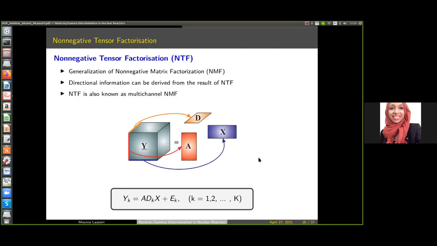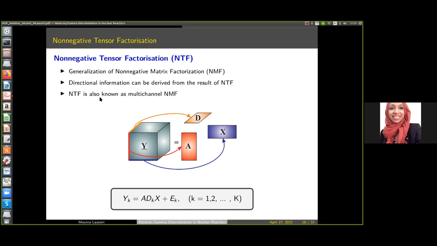So, as mentioned before, the motivation of this work is to apply tensor-based blind source separation methods, BSS, as a new digital method to extract useful neutron signals from recorded mixtures and thus to obtain a clearer neutron flux spectrum. Here, the non-negative tensor factorization (NTF) algorithm provides state-of-the-art multi-channel blind source separation. It is a generalization of non-negative matrix factorization, NMF. Directional information can be derived from the result of the NTF. Also, NTF takes advantage of multi-channel data.